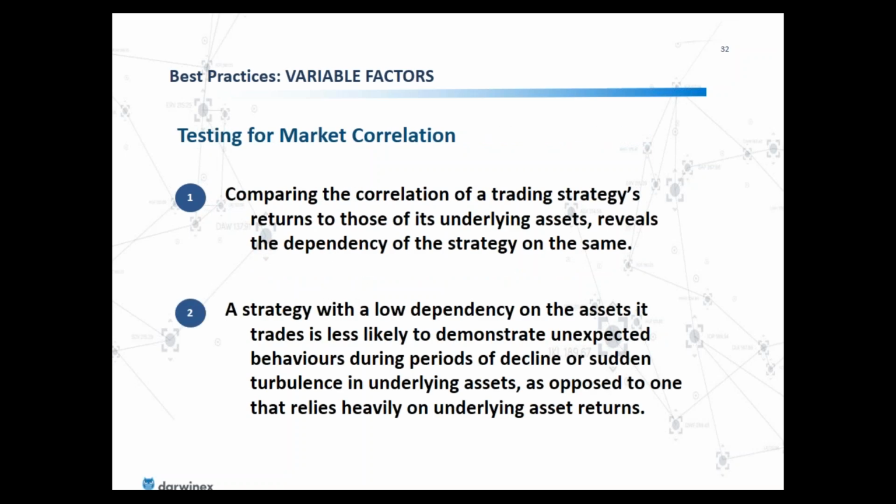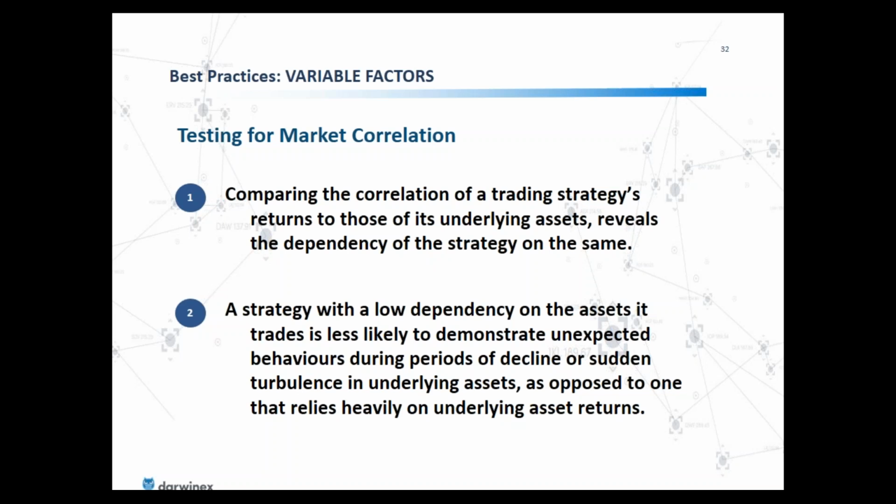Testing for market correlation. This is another important aspect to consider. Comparing the correlation of a trading strategy's returns to those of its underlying assets will reveal how dependent the strategy is on those underlying assets. So a strategy with a lower dependency on the assets it trades is less likely to demonstrate unexpected behavior during periods of, let's say, decline or sudden turbulence in the underlying assets.